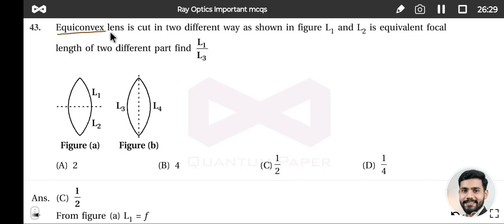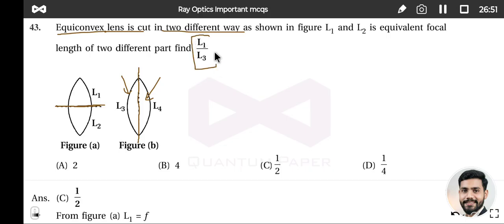An equiconvex lens is cut in two different ways, as shown in the figure. In the first figure we are cutting the lens like this, from the middle. The upper part is lens L1, the lower part is lens L2. The second lens we are cutting in this other way, so these are lenses L3 and L4. The question is asking, what is the value of L1 upon L2?